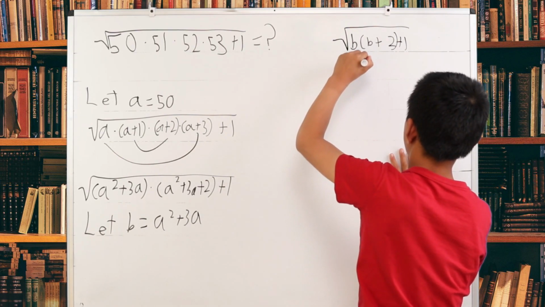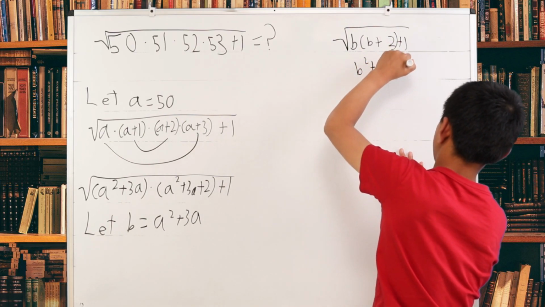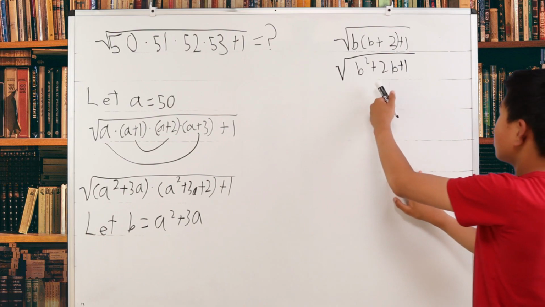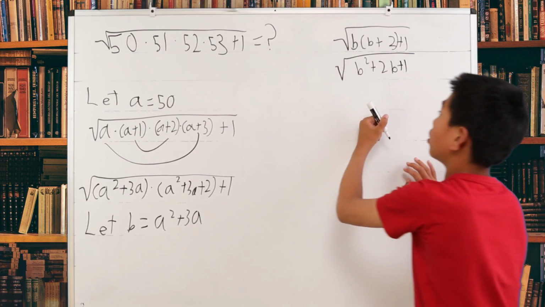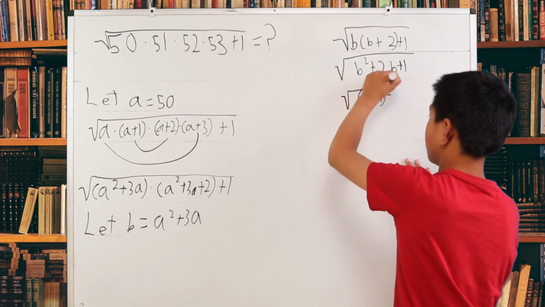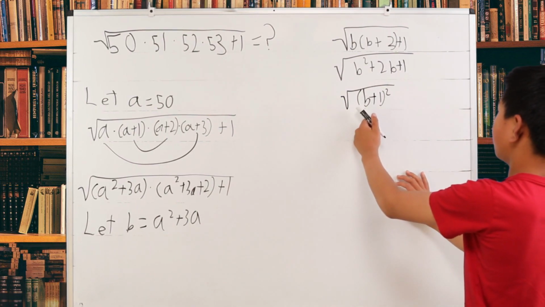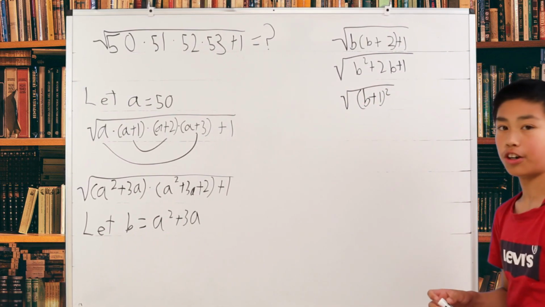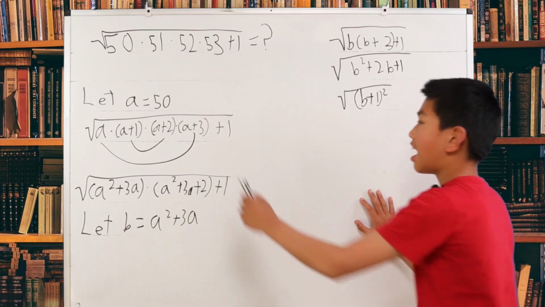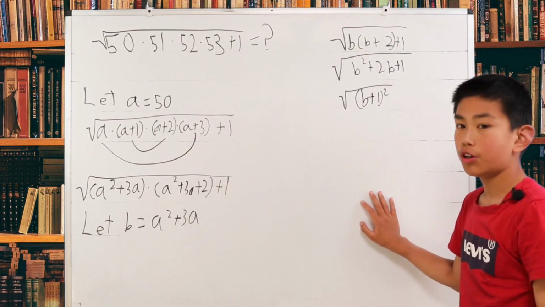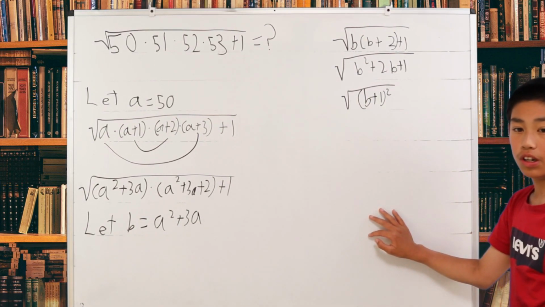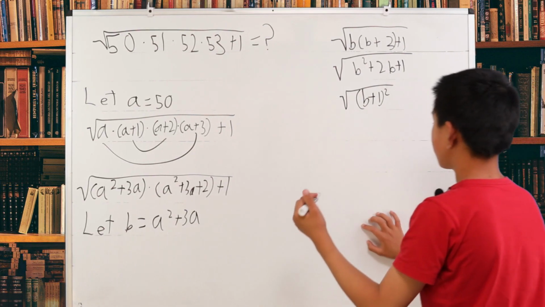Now, this is just B squared plus 2B plus 1, still square root. Now we see that this is an algebraic formula. So this is B plus 1 squared, and take the square root. And we know that we can get rid of the square root and cross them out because earlier we let B be equal to A squared plus 3A, which we assigned a value above 0. So naturally, we know that the square root of B plus 1 squared is just going to be above 0. So that's why we can square root it.